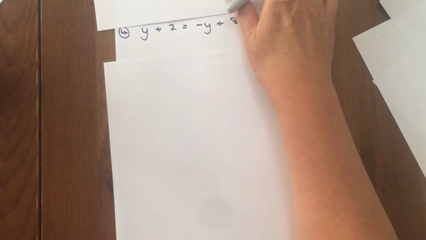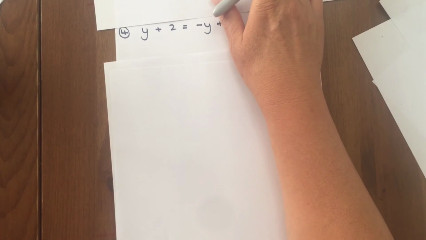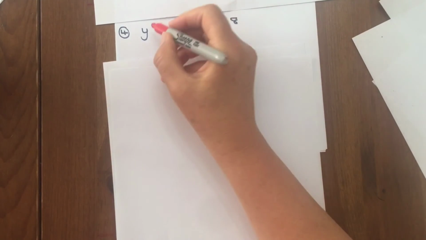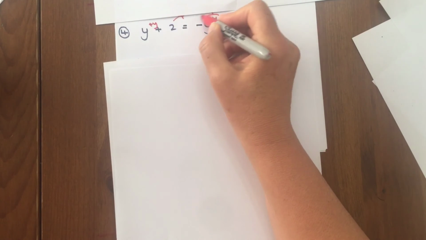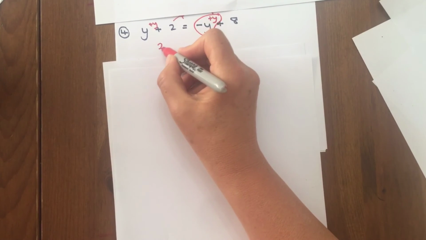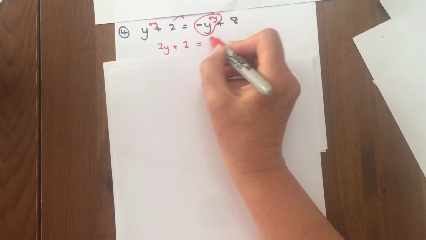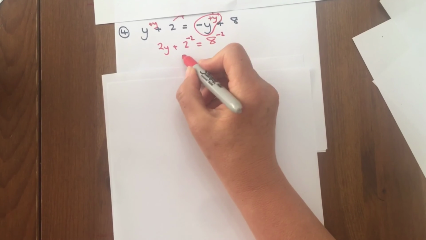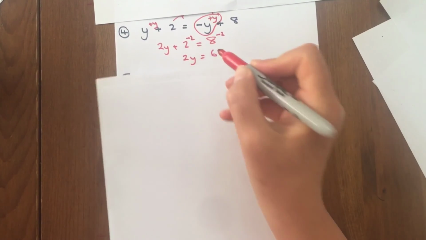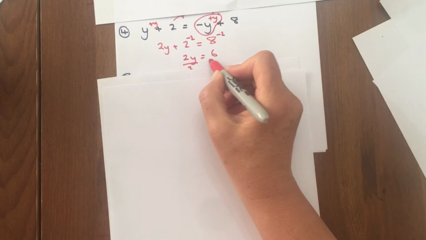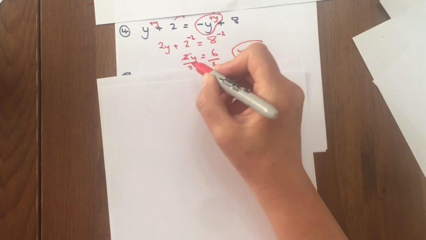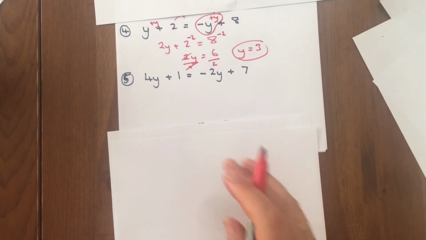Right, the first thing I'm going to do is to add y to both sides. So add y, add y. This will make these cancel. So 2y add 2 equals 8. Now take away 2 from both sides. 2y equals 6. Now divide both sides by 2. So 1y equals 3. These will cancel. Last one.